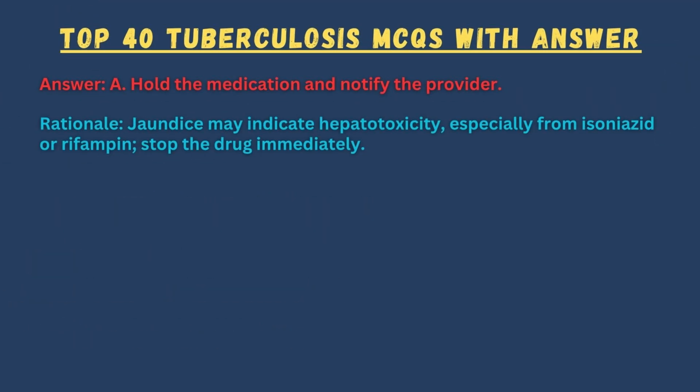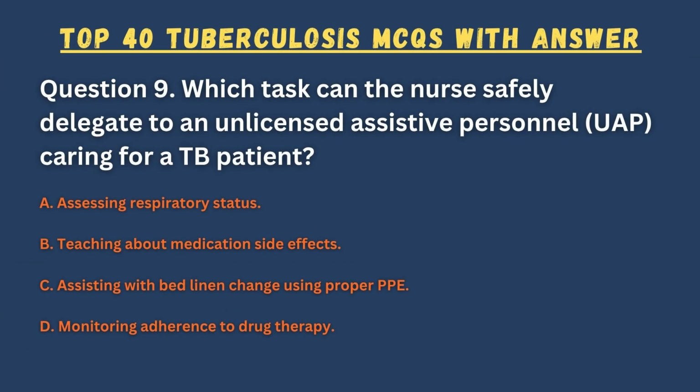Answer. A. Hold the medication and notify the provider. Rationale. Jaundice may indicate hepatotoxicity, especially from isoniazid or rifampin. Stop the drug immediately.